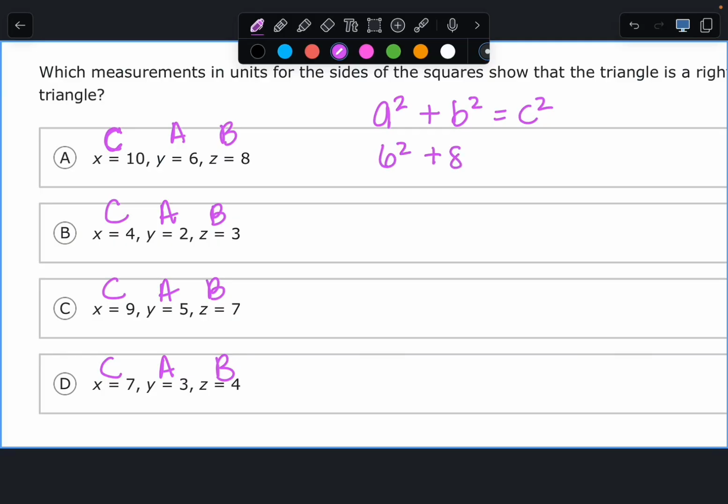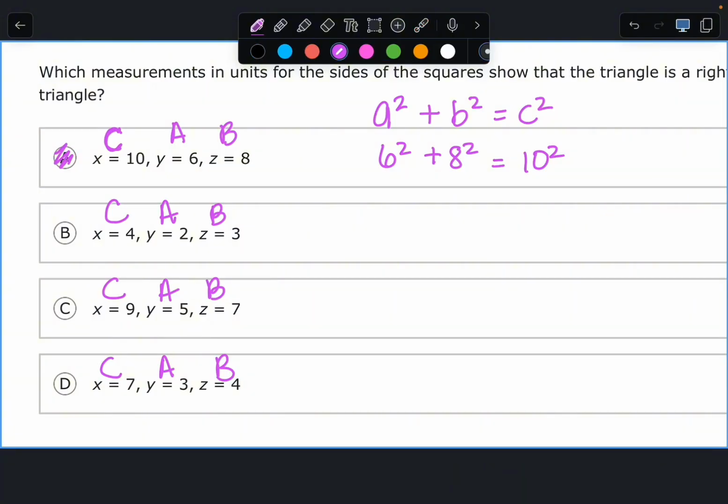A is 6, 6 squared. B is 8, 8 squared. C is 10, 10 squared. Now we've got to see if they're equal. So in your calculator, type in 6 squared plus 8 squared. What do you get? Now 10 squared is? So the answer is A.